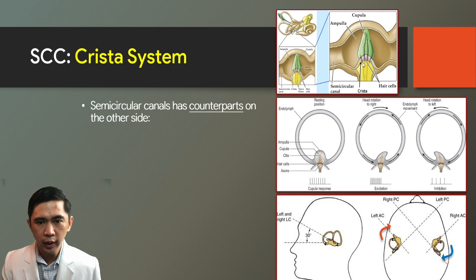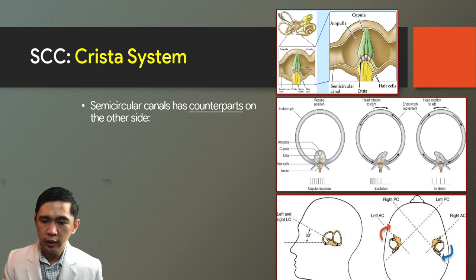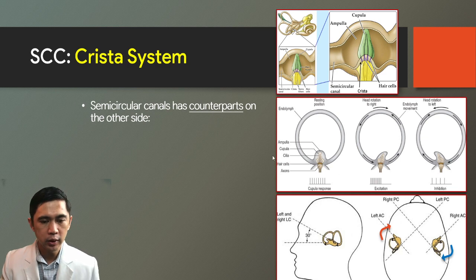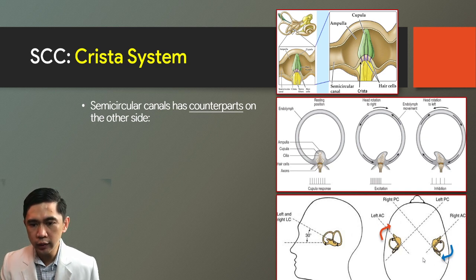So we have the cupula, the crista, the hair cells. Movement of fluid on one side will produce excitation, and movement of the cupula on the opposite side will produce inhibition. But take note that the semicircular canals have counterparts on the other side. It means that when one semicircular canal, let's say the horizontal or the lateral, moves in this way, it will excite, but the other semicircular canal on the other side will move in the other direction, meaning it will inhibit. So it will tell the brain that we are turning to the right because this one will inhibit and this one will excite.